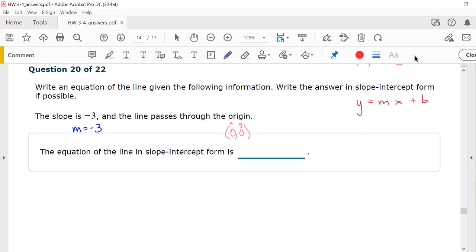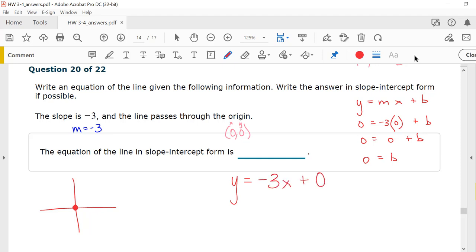My y is 0. My m is negative 3. My x is 0 plus b. Negative 3 times 0 is 0. 0 plus b is just b. My y-intercept is 0. Oh, wait a minute. When it passes through the origin, that is the y-intercept. So I have y equals negative 3x. You can write plus 0 if you want to, but you don't need it. Y equals negative 3x is the answer.